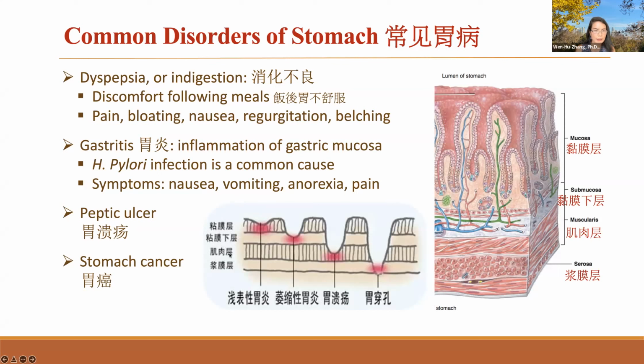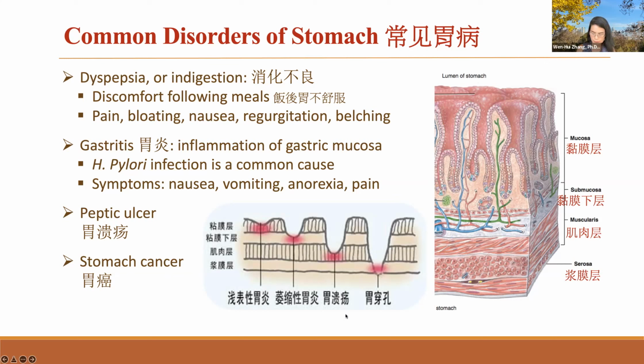So for gastritis, it could be in the mucosal layer, that's when it's superficial. But atrophic gastritis usually already affects the submucosal layer. And when people have an ulcer, it's happening in the muscular layer. Eventually it could have perforation, and the whole lumen of the stomach is damaged. So that's peptic ulcer.